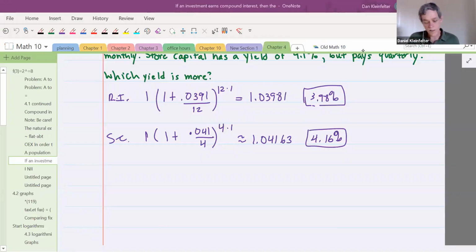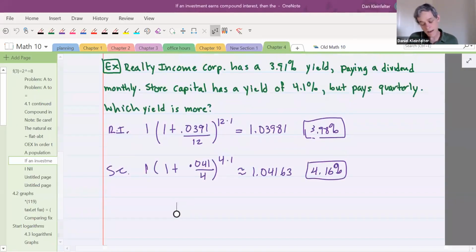All right, so going through the calculations, we can see that Store Capital would have an APY of 4.16%. So in spite of the fact that Realty Income pays more often, monthly versus quarterly, the fact that Store Capital's interest rate is higher at 4.1% than the 3.91% that Realty Income pays, Store Capital still would be the better investment of the two, even though Realty Income pays interest more often.